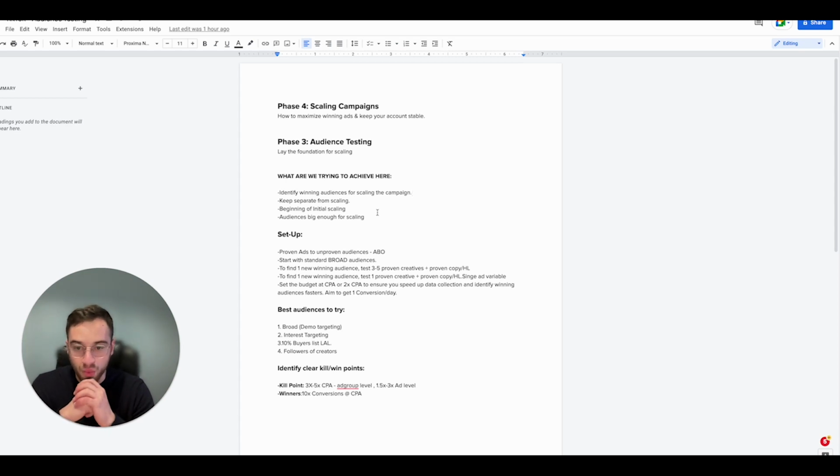We want to set the budget at CPA or 2 times CPA to speed up the data collection and identify winning audiences faster. Aim to get at least 1 conversion a day. Of course, it will depend on your budget level. And aim to test 3 to 4 audiences at one time, again to speed up the whole scaling phase as well.